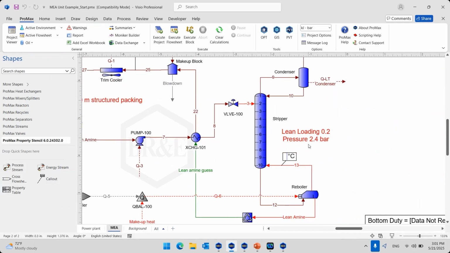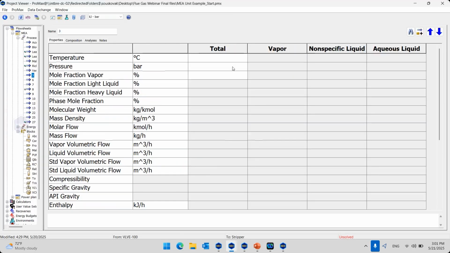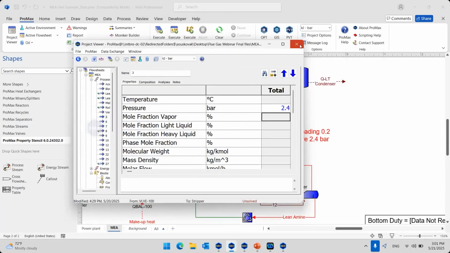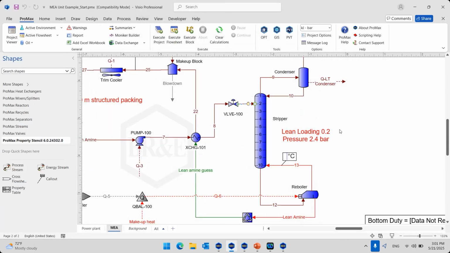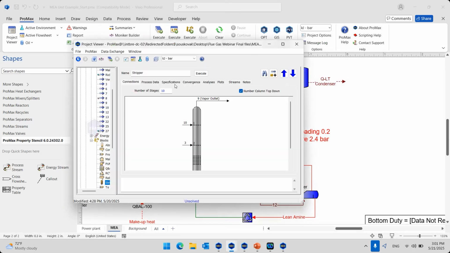The regeneration is being done at a pressure of 2.4 bar. So right here, I'm going to say that this is 2.4 bar. And I'm going to say that I want to use as much steam or reboiler duty as needed to achieve a lean loading of 0.2. Loading means how many moles of CO2 are loaded per mole of amine, and I can control the stripper behavior based on that.